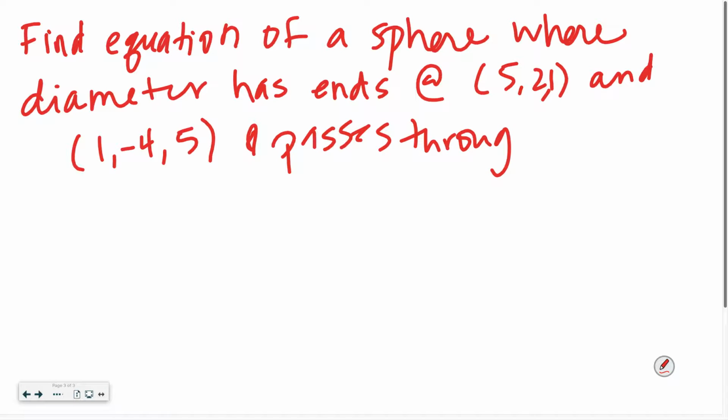So I have a sphere that has diameter ends at 5, 2, 1 and 1, -4, 5. I want to know the equation of the sphere with that diameter, and it's passing through the center. It's kind of redundant because the diameter should pass through the center. The diameter doesn't always pass through the center. It always does. Okay, so what should we find first? We could just do the midpoint, or the distance between these two?